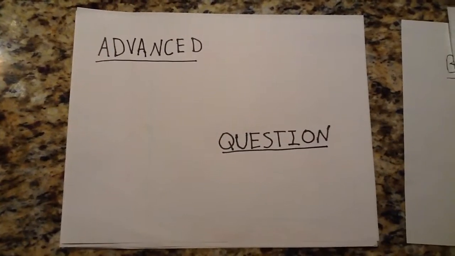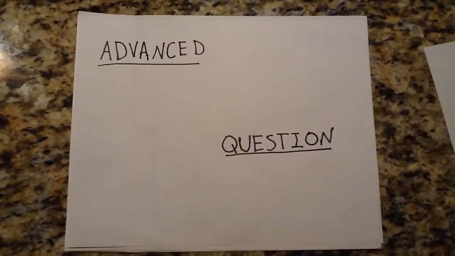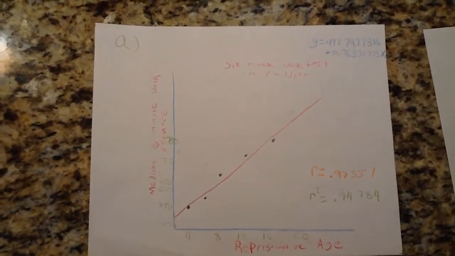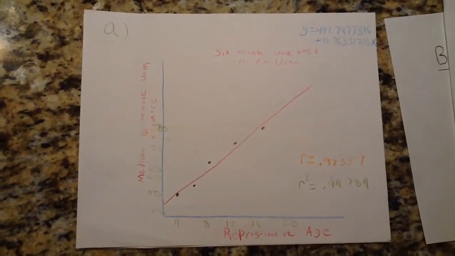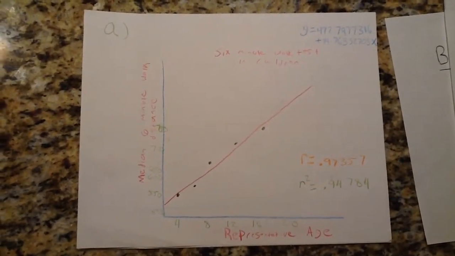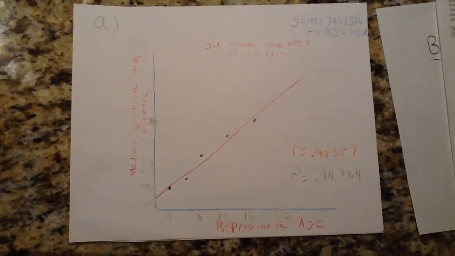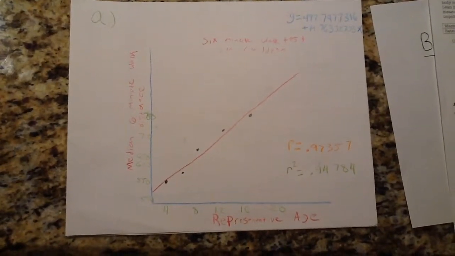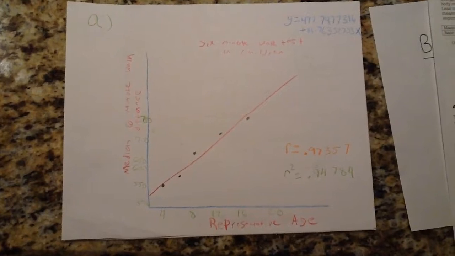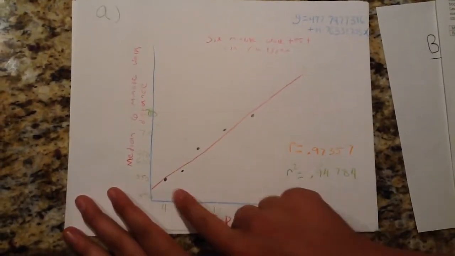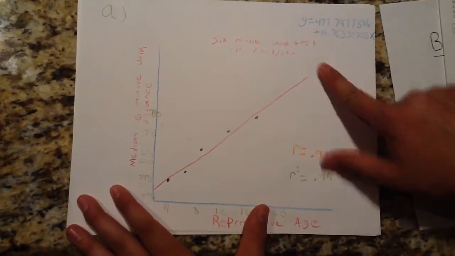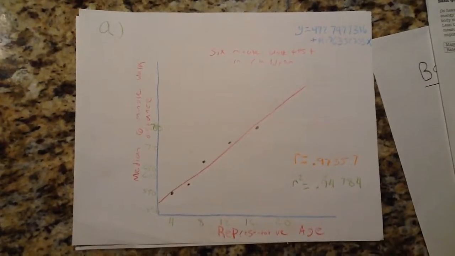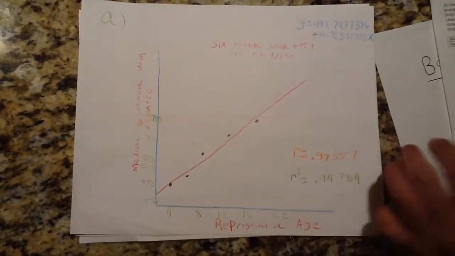Next up is the advanced question, and the background of it is a representative age and how far they can walk in 6 minutes. The first thing you had to do was determine the least squares regression line and interpret the meaning of its slope. The regression line is right here through the middle, and it's predicting where the points will fall on the scatter plot. Its slope is primarily linear.